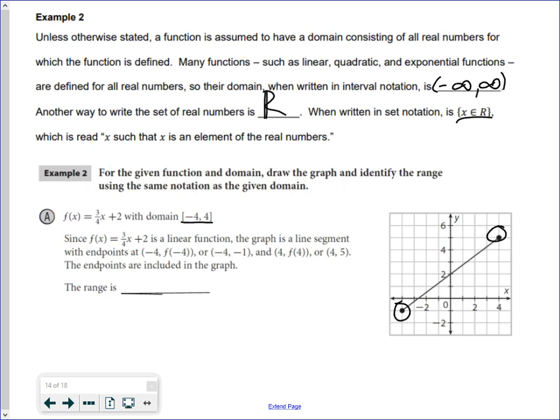And so we can see that we have the domain, negative 4 to 4, but the range is going to be the smallest y value, which we see is negative 1. And that's part of the graph. It is a filled in circle. And the biggest y value here that we see is 5. That's also part of the graph. So we put a square bracket as well. I think I said square bracket for negative 1. That's what it should be. That's what the answer is.